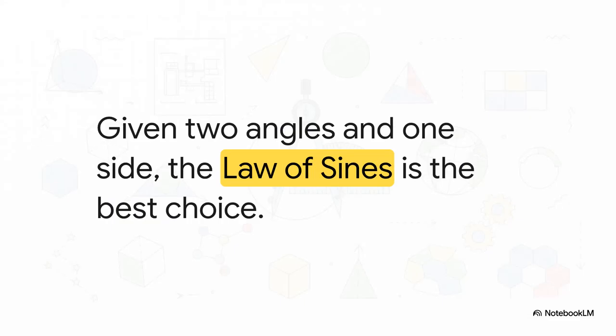Let's try a quick one. Take a look at this triangle. You've got two angles and one side length. So which one do you use? Well, since you're heavy on angle information, the law of sines is the perfect tool for the job. You've got just what you need to solve it.